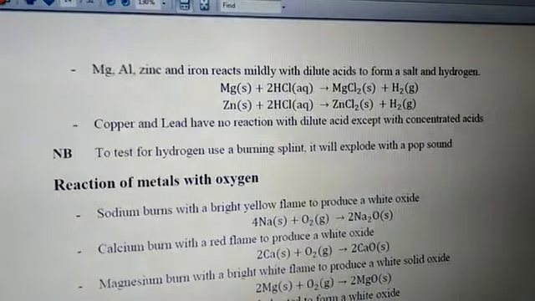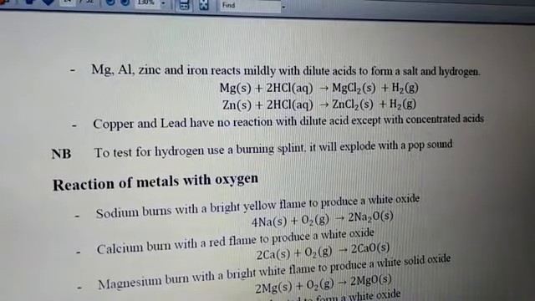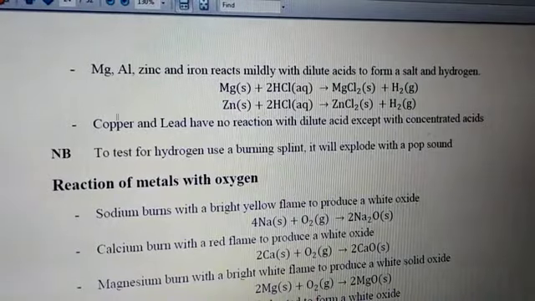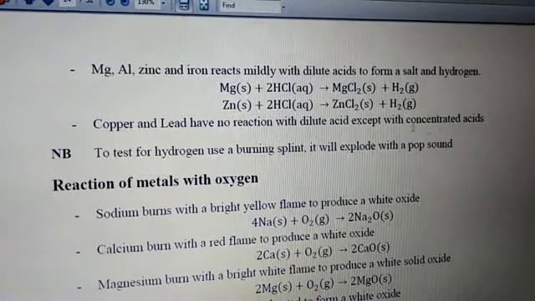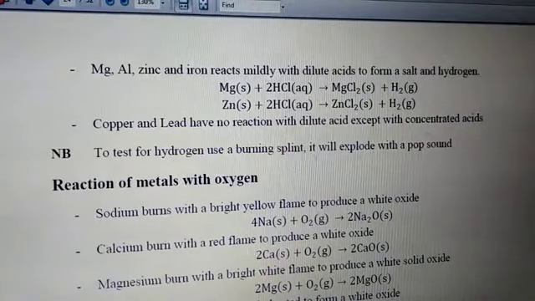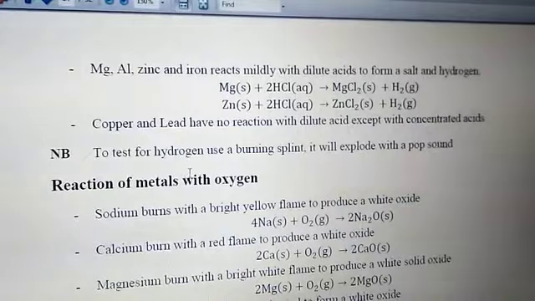Again, copper and lead have no reaction with dilute acids except with concentrated acid. Meaning to say, for you to have copper and lead reacting, you must use concentrated acids, right? And then we need to remember something.